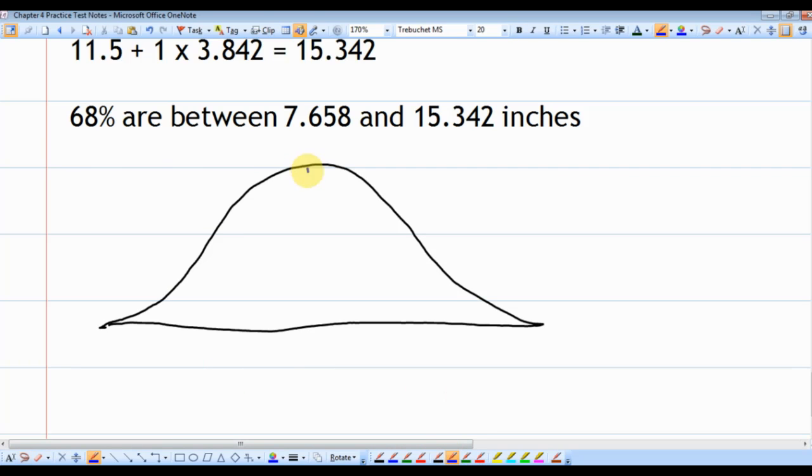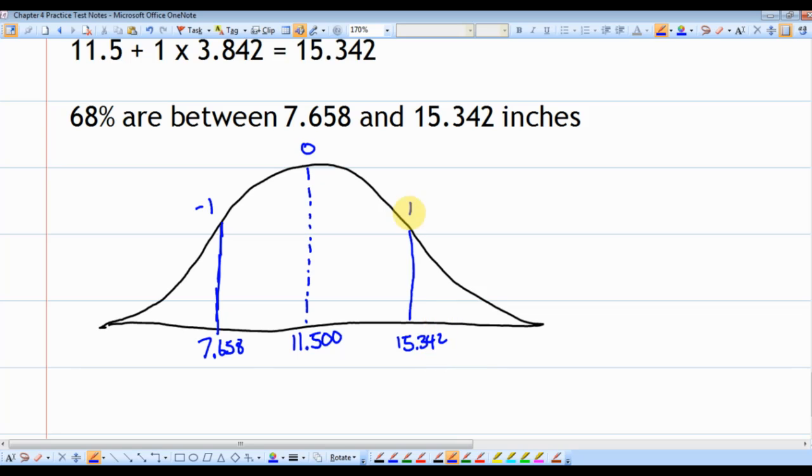And I'm going to mark things here. The z-scores are going to go on top, 0. The diameters are going to go on the bottom, 11.5. And we already figured this out. This right here is a z-score of -1, and has a measure of 7.658. And a z-score of +1, we already figured that out. That has a measure of 15.342.